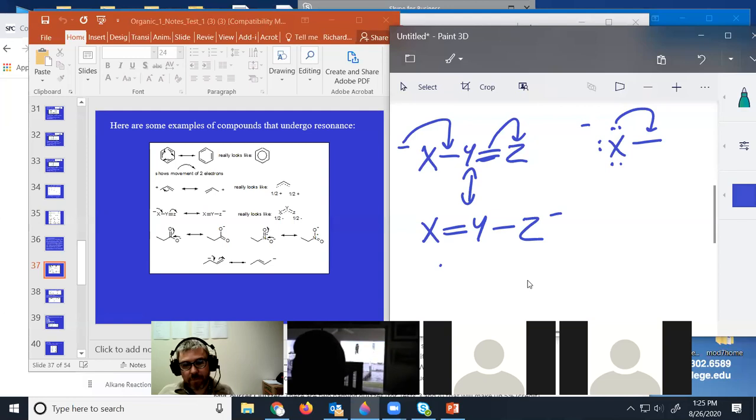I don't understand. Well, it doesn't matter. I'm not saying it doesn't matter if you don't understand. I'm saying it doesn't matter. You don't have to understand that. All you have to understand is that this arrow is showing the movement of 2 electrons. And that negative charge is due to the fact that the X has 1 electron more than it needs to have to make it neutral.